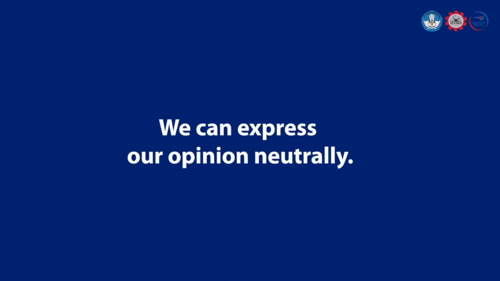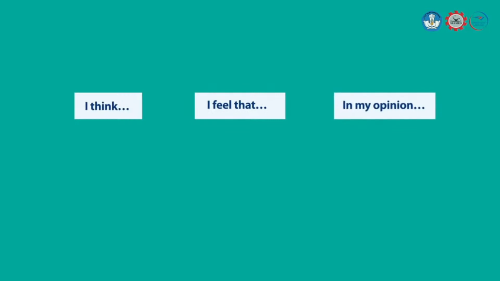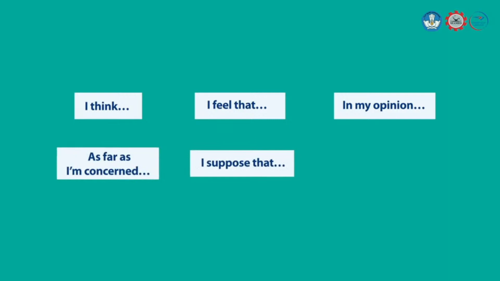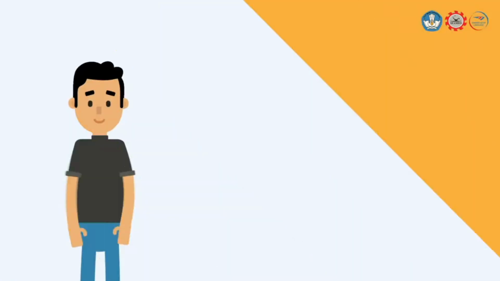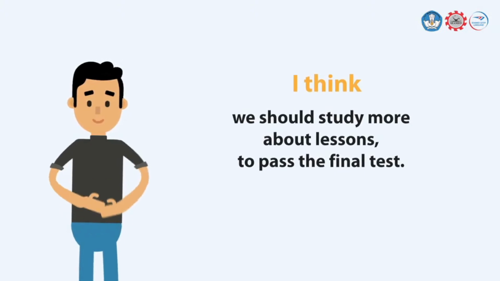Second, we can express our opinion neutrally when we are not certain about our opinion or reluctant to express what we believe. These are phrases for expressing opinion neutrally. I think, I feel that, in my opinion, as far as I'm concerned, I suppose that, I must admit that, I'm not sure. For example, I think we should study more about lessons to pass the final test.